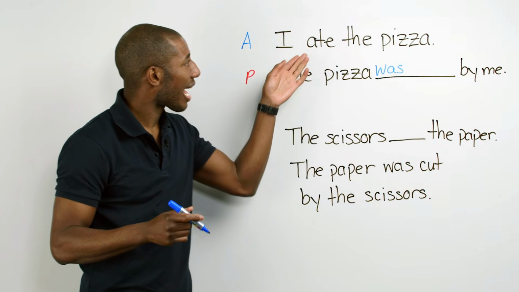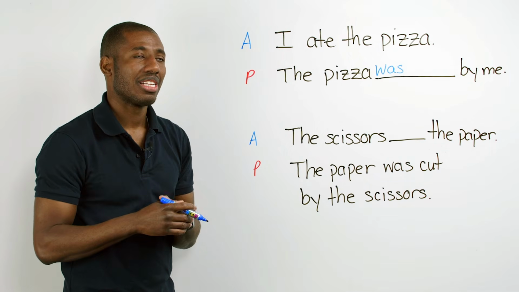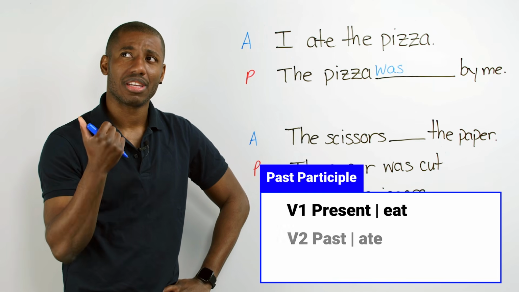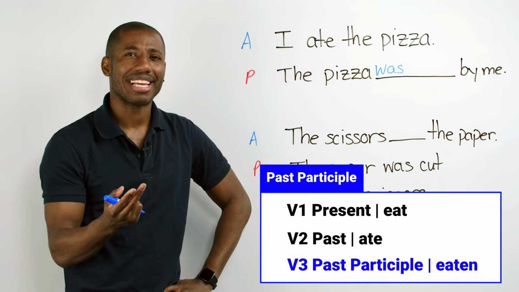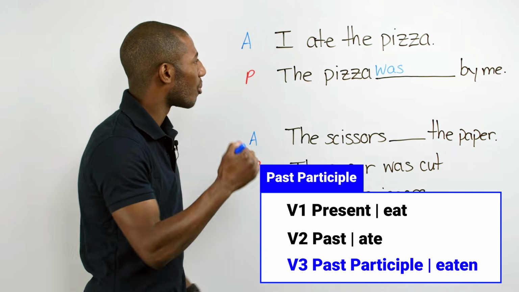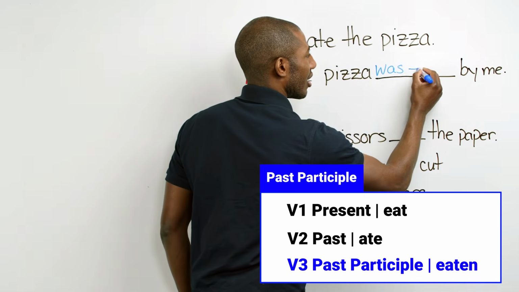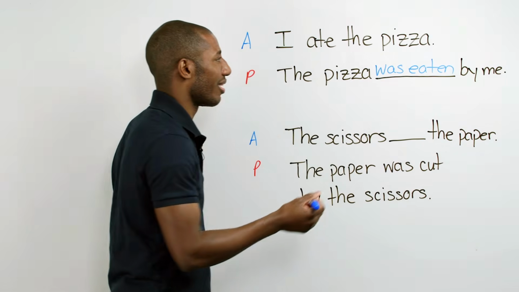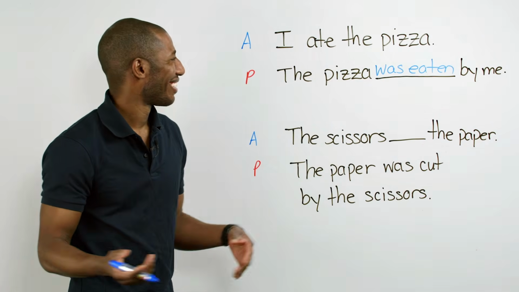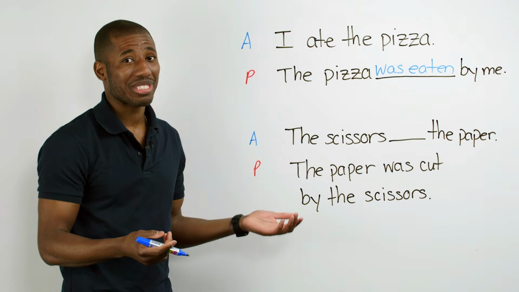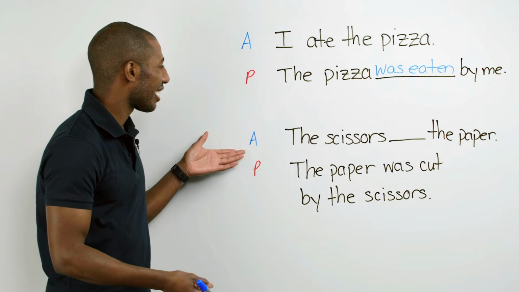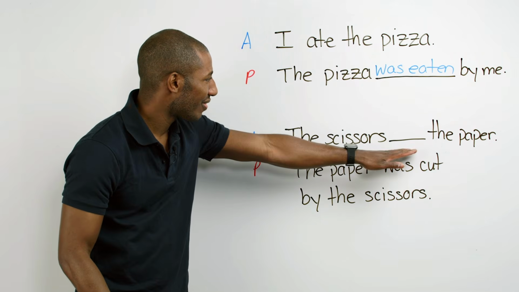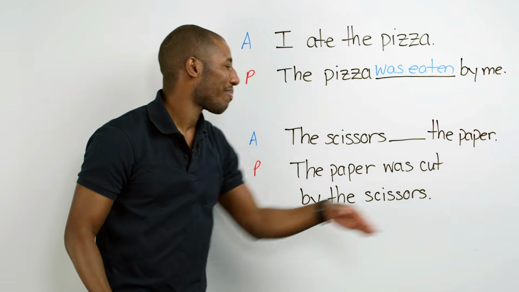So looking at our action, ate, let me think. There's eat, ate, eaten. Eaten would be our past participle. And of course, who was it eaten by? Me. The pizza was eaten by me, and it was good pizza. Let's look at our second example. The scissors blank the paper.